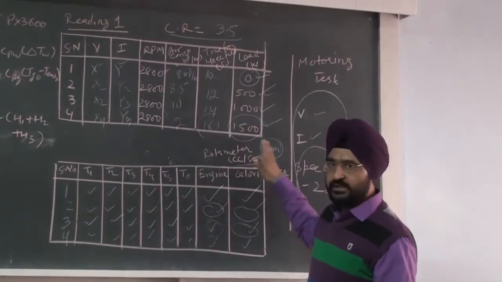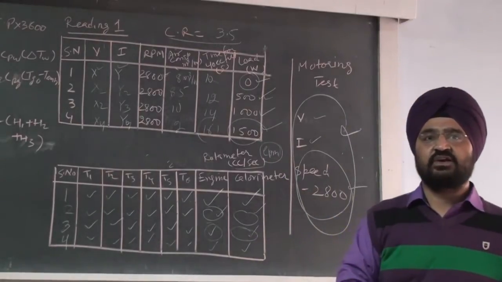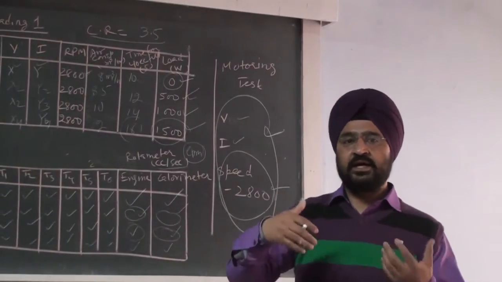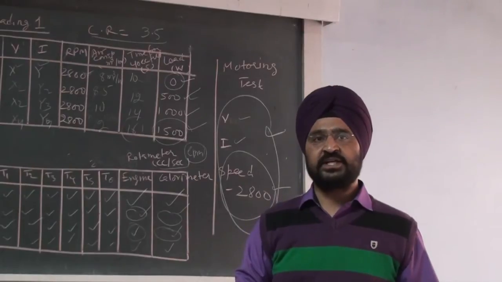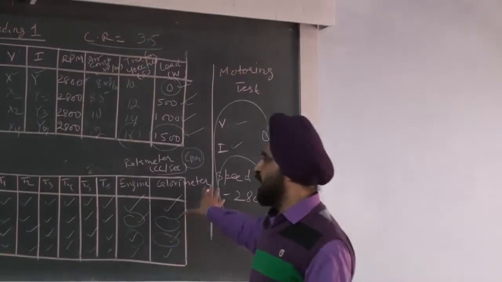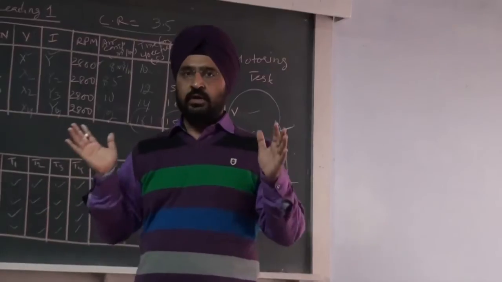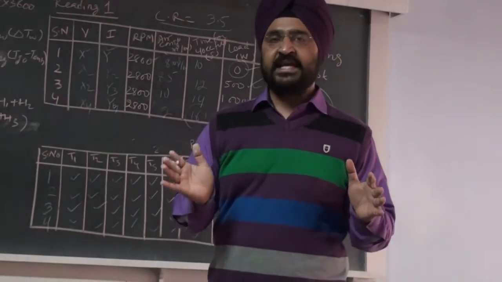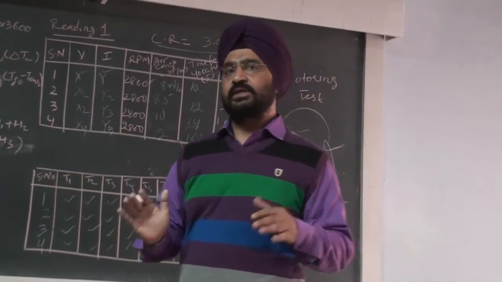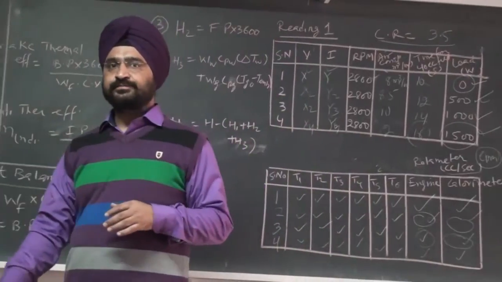So this should be the first set of readings. Similarly, we will do the second set of readings at another compression ratio, and then the third compression ratio, the fourth compression ratio, and all of these things should be repeated. Once you have noted down all of the readings, it is time to do the calculations. Once you have completed all four sets of readings, let's do the calculations. We will come to the calculations.